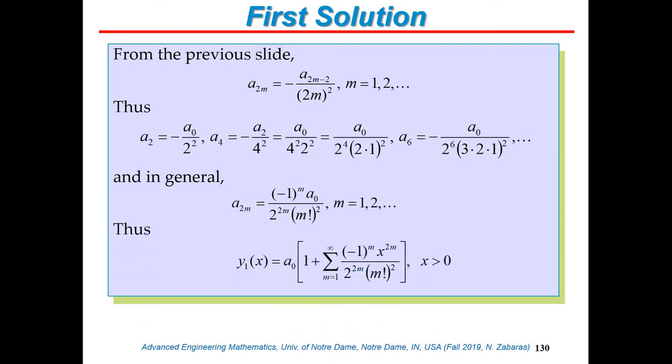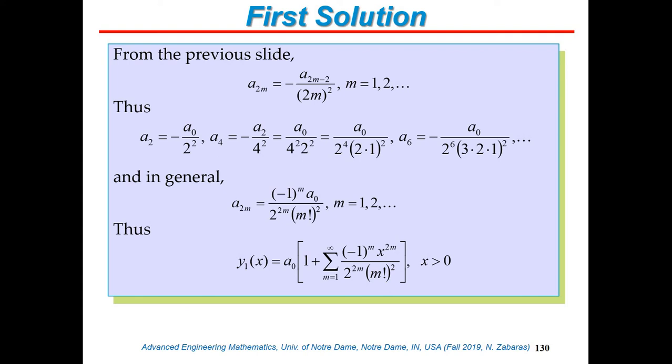And immediately, you know what the solution y1 is going to look like. Remember here in front, we're supposed to have x to the power r, but r is equal to 0, so x to the power 0 gives me 1. So I get a very nice solution in this simple form.